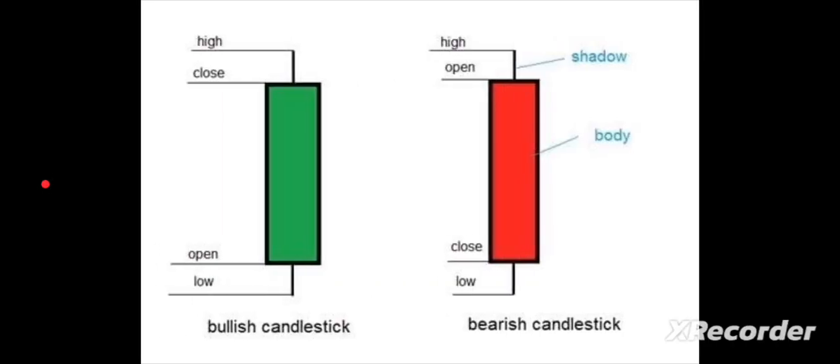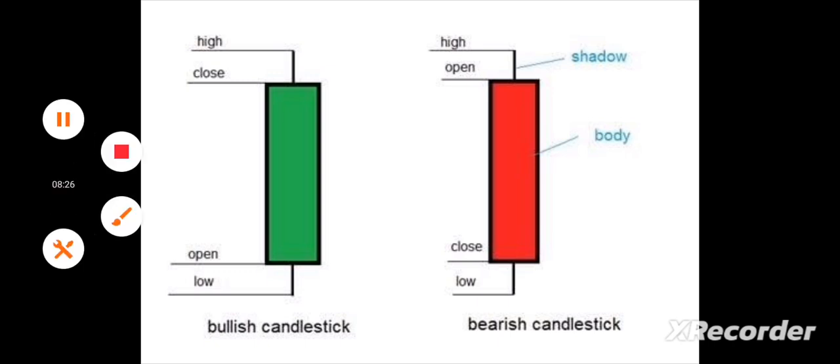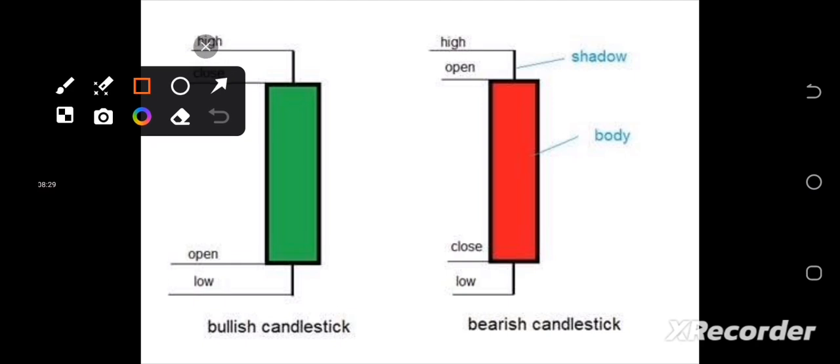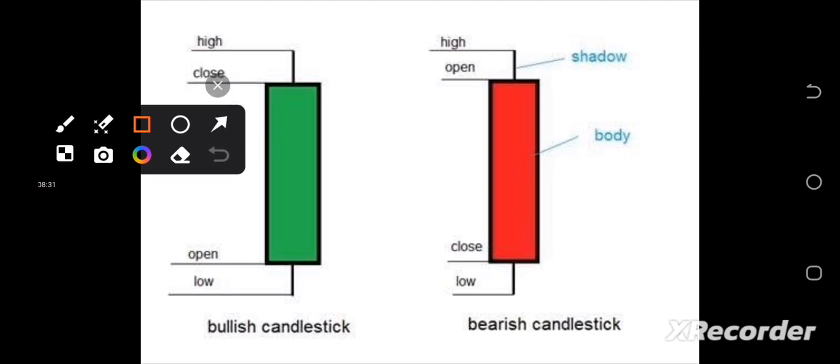So this is another slide showing Japanese candlestick. Now let me show you something. This is a bullish candle, a green candle, right? This is a bearish candle. This is the high, this is the opening price, this is the low, this is the closing price.